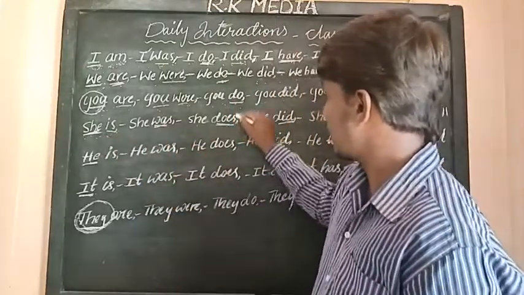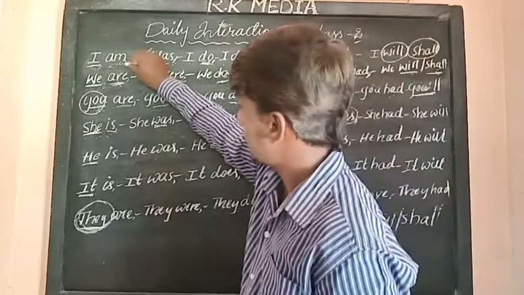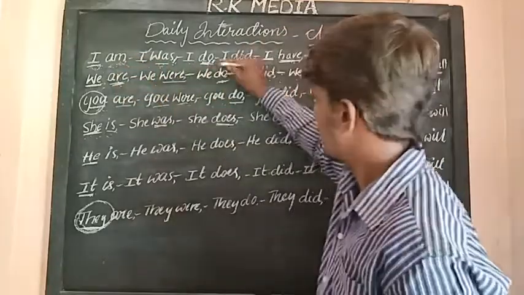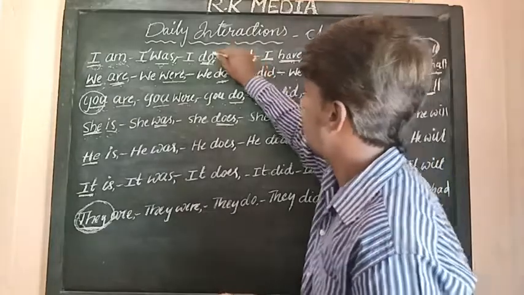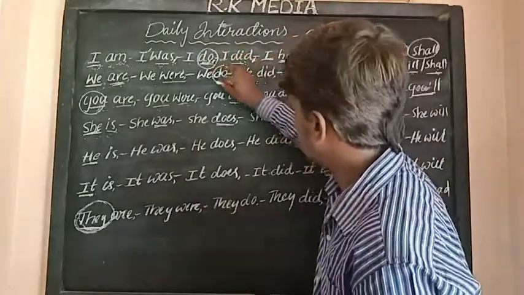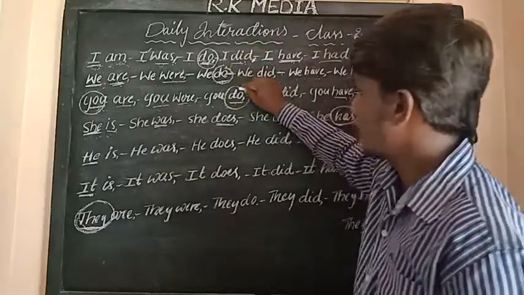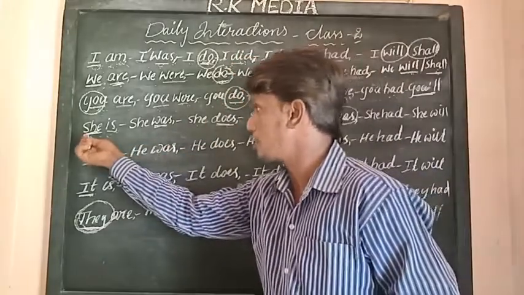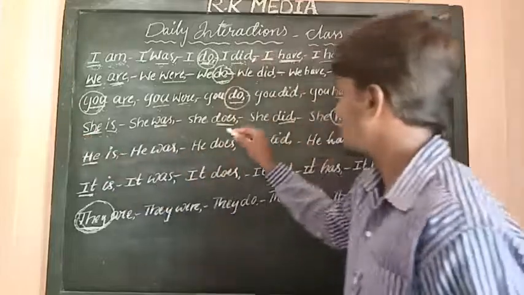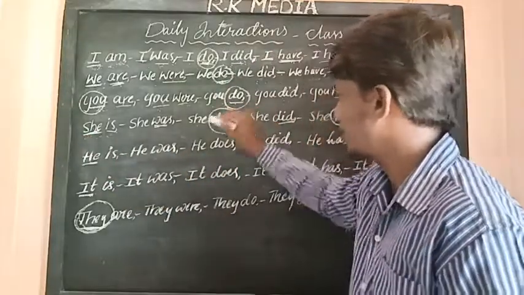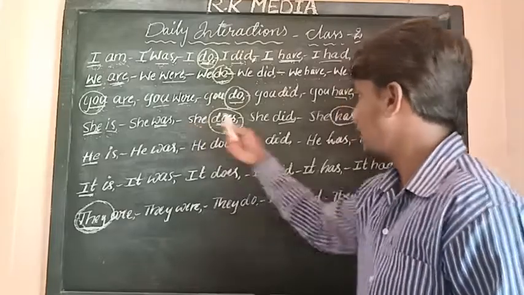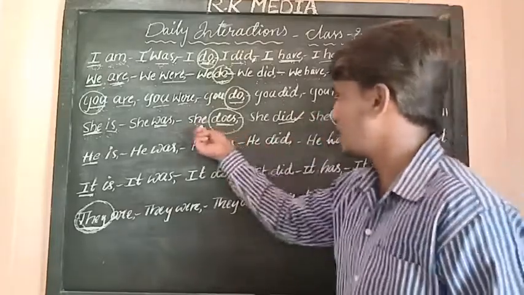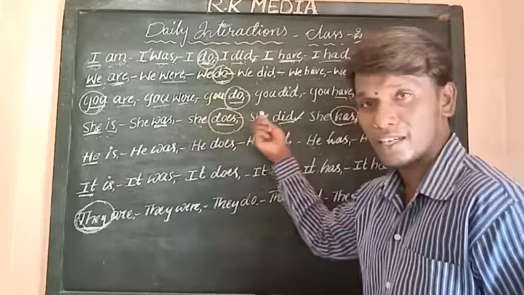And you know, for first person and second person we use the do form. For I, we, you, only do: we do, I do, you do. But when it comes to the third person singular, that is she, we use the do form does. She does. And in past tense, she did.